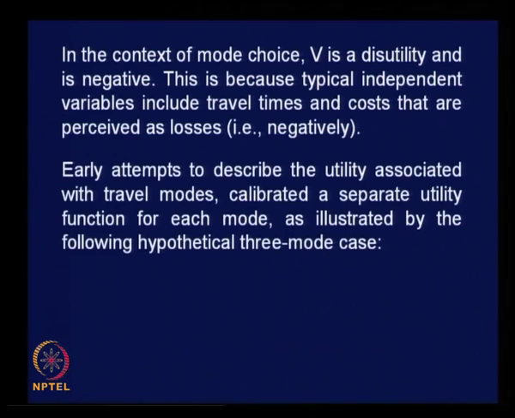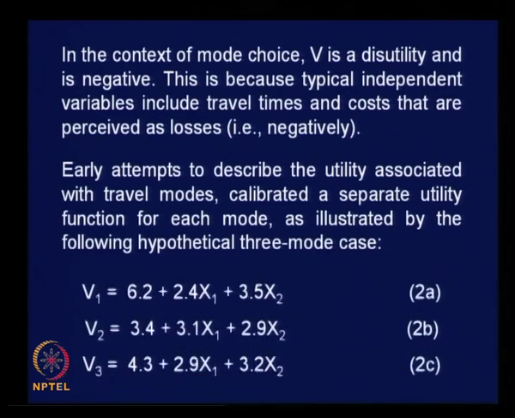Early attempts to describe the utility associated with travel modes calibrated a separate utility function for each mode, as illustrated by the following hypothetical 3 mode case. We just saw one equation representing utility of travel modes, but in the beginning they developed separate utility functions for each of the alternative modes available. Let us say there are 3 alternative modes available in a particular situation. This is how the utility functions were developed. This is a calibrated utility function.